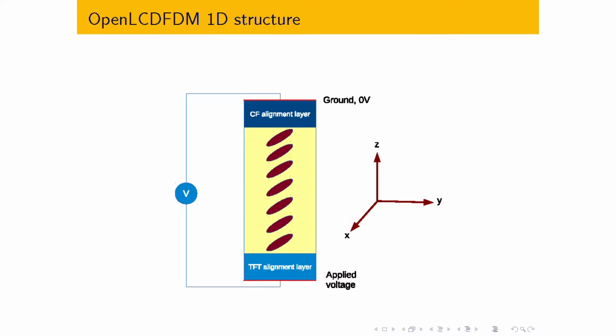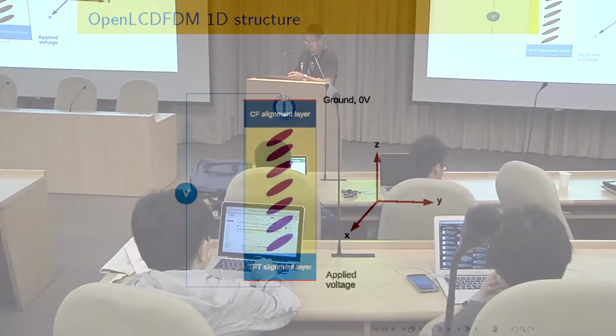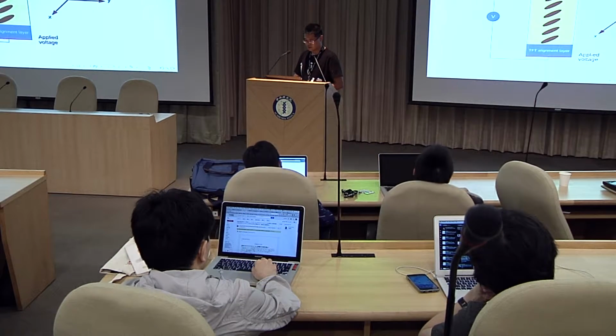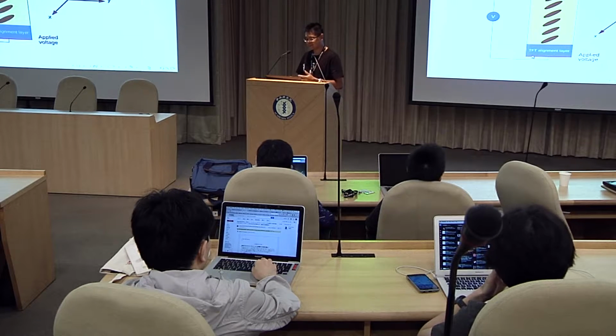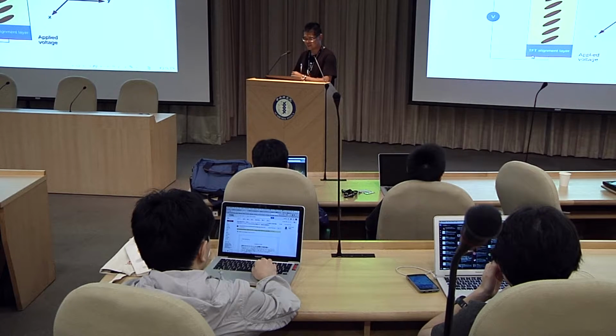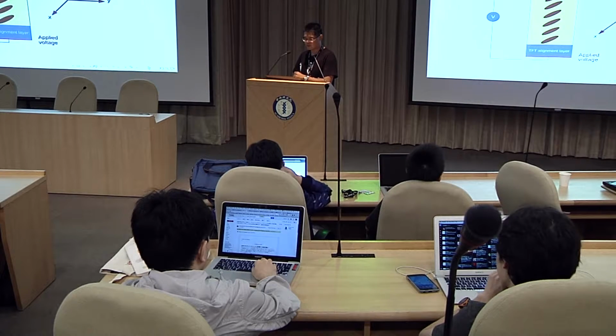And my program now only has a one-dimensional model, and this is a simple diagram that explains the imaginary structure that I put in my program. The liquid crystal layer is here, and it is sandwiched by two alignment layers. I call them CF and TFT. This is my old terminology from the company. This is TFT because this side has the TFT switch, and CF means color filter.